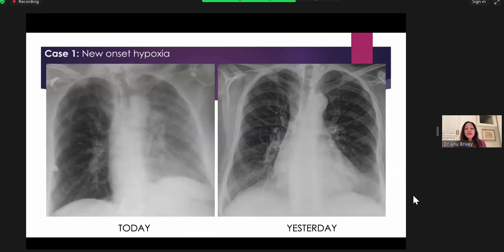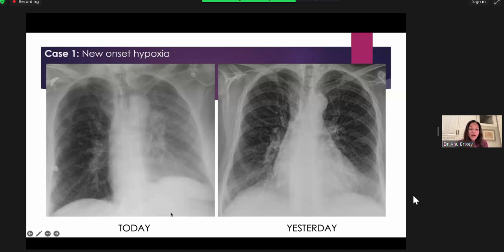All right, the first case is a patient presenting with new onset hypoxia. I'm giving you very limited information because, when we get x-rays and CT scans, we usually only have one or two words. Occasionally we might have a whole sentence, but the majority of the time we have very limited clinical information. In this case, this was actually more than I would have expected to be provided. So how would you approach this case?